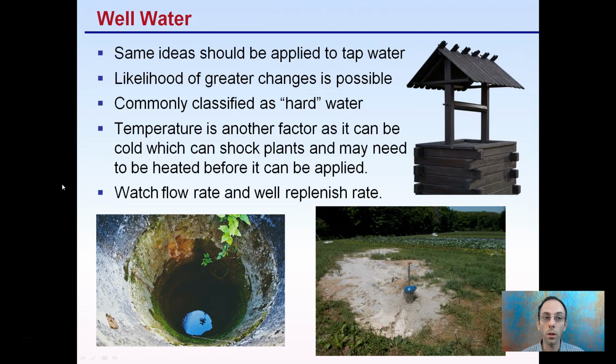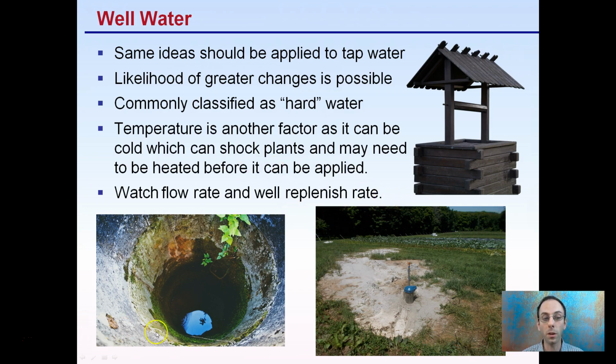Well water: the same idea should be applied as with tap water. There's a likelihood of greater changes with well water, which is kind of classified as hard water, meaning it contains a lot of minerals. Temperature is another factor, as it can be a cold shock to plants and may need to be heated before it's applied. This is of particular importance for very deep wells. Also, with all wells, you should watch the flow rate and the well replenish rate. How quickly will that well replenish the water that's in it?